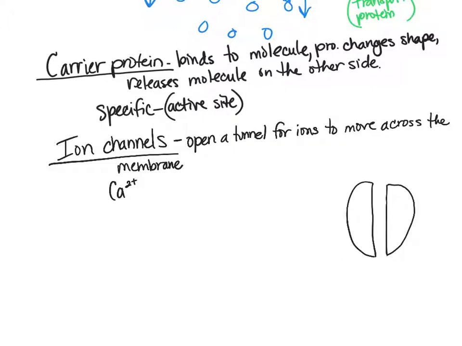So we actually have the ability to have gates on this ion channel. So then we have the gates, and in this case, if we're talking about calcium channels, and we're talking about muscle contraction.